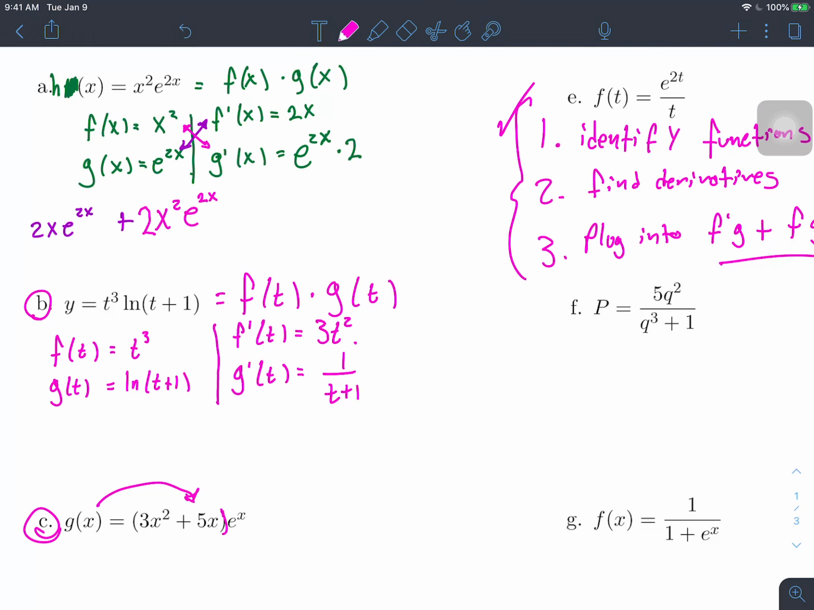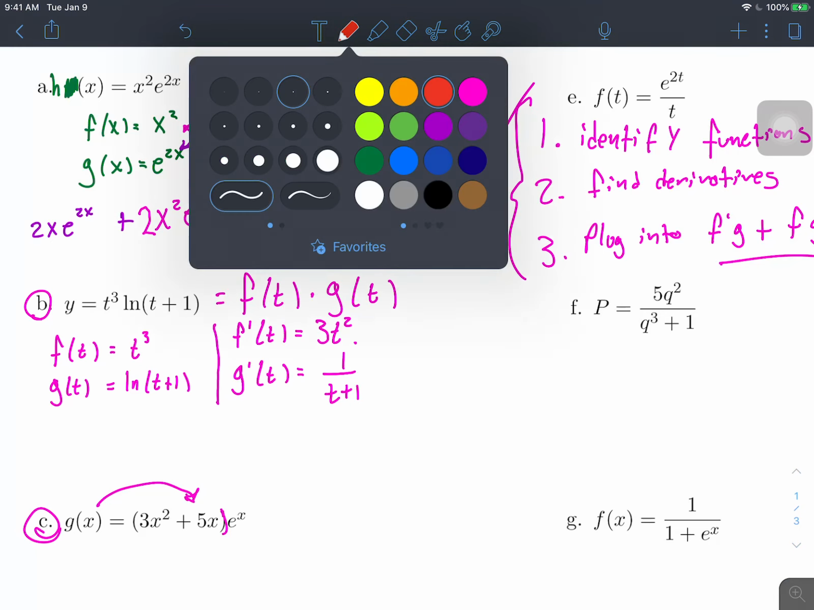And you can kind of think of there being an invisible times 1, where that 1 came from the derivative of t plus 1. But we usually don't write it, just because multiplying by 1 doesn't actually change our function. So I'll erase it. It is 1 over t plus 1. Very good.